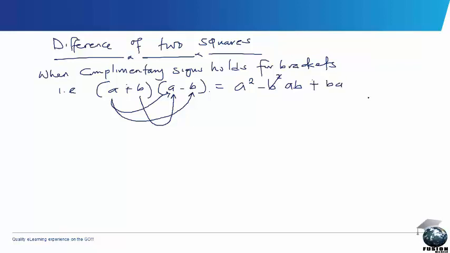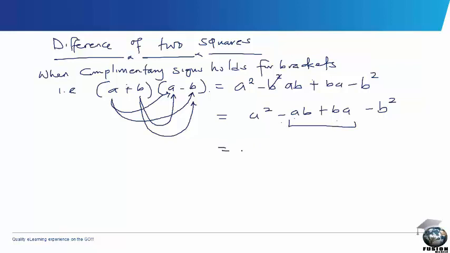ba, or you can write it as ab too, and then positive b multiplies negative b, and so you have negative b squared. So all we have from this outcome is a squared minus ab plus ba minus b squared. And you know these two are the same, so subtracting and adding the same quantity will give you 0, and so you have a squared minus b squared as the outcome of this expansion.